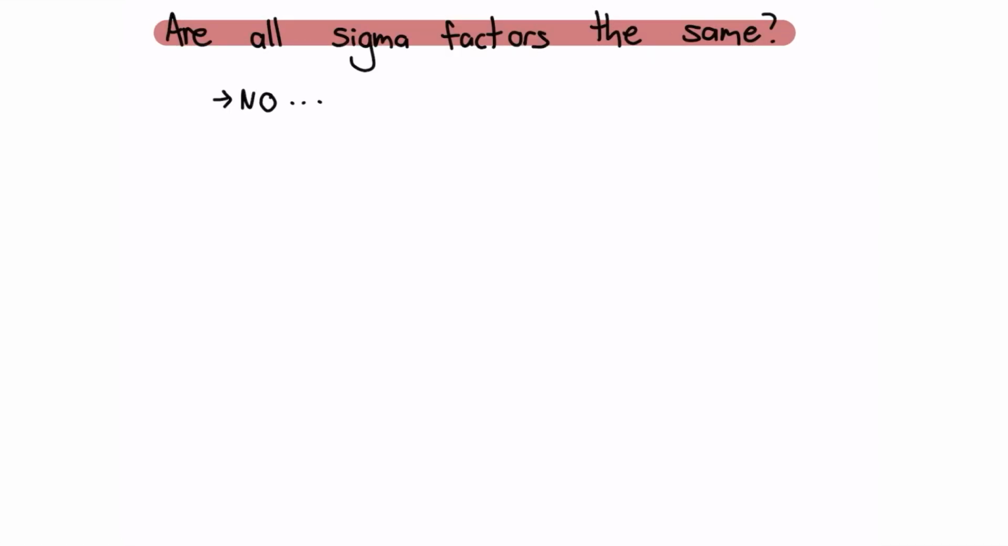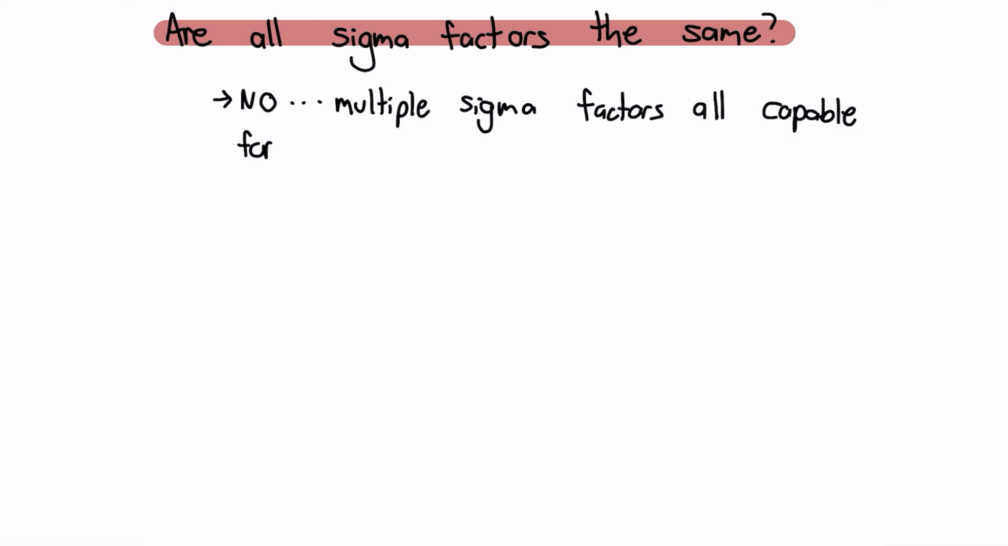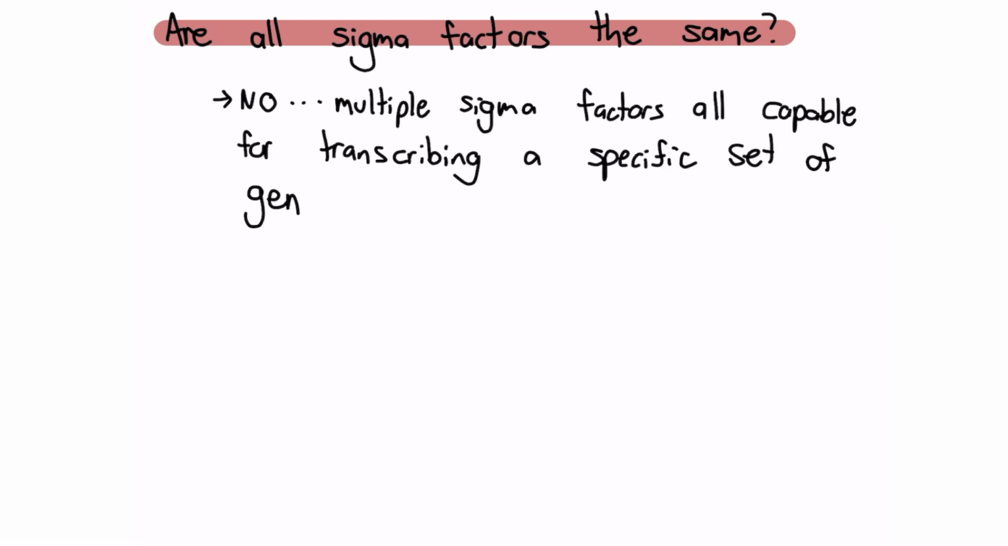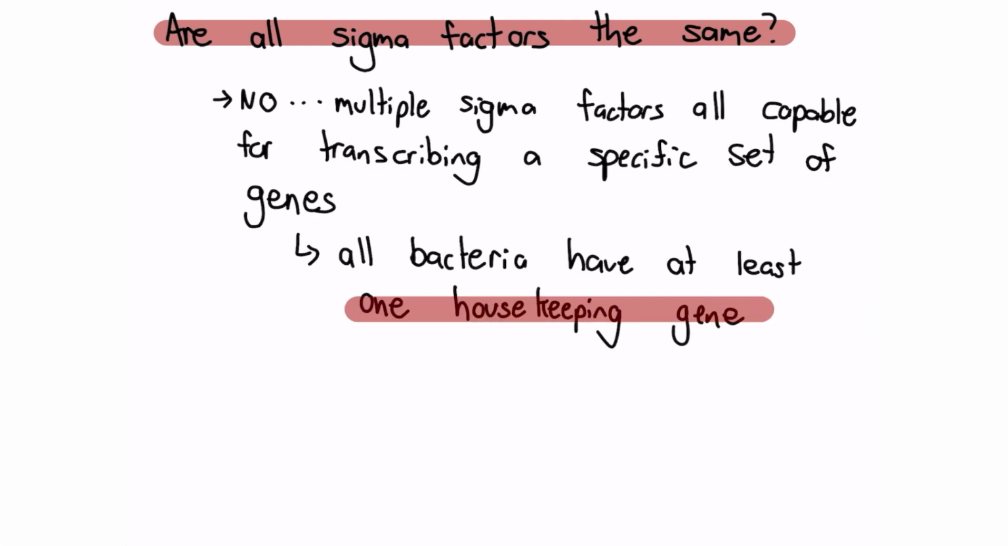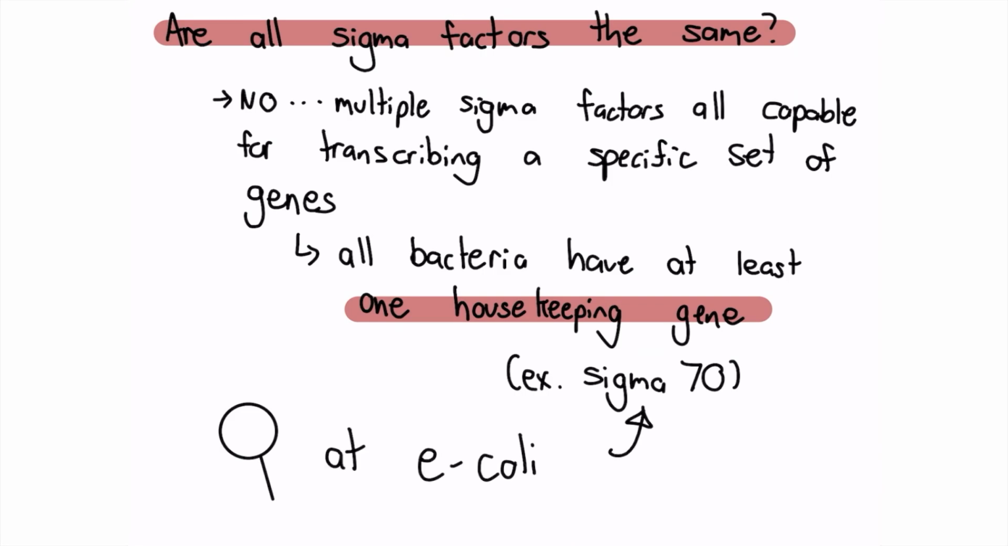Are all sigma factors the same? There are multiple sigma factors, each capable of transcribing a specific set of genes. All bacteria express at least one housekeeping primary protein, such as sigma 70 in E. coli. You'll want to remember this sigma factor for later. To explore this, let's take a closer look at the well-studied sigma factors of the bacteria Escherichia coli, more commonly known as E. coli, the most well-studied.